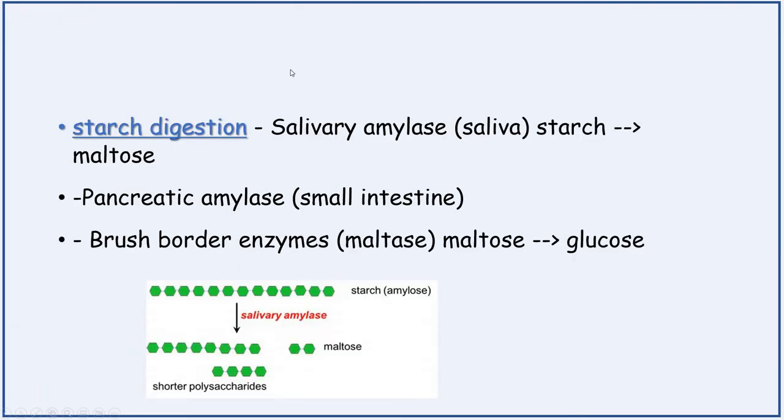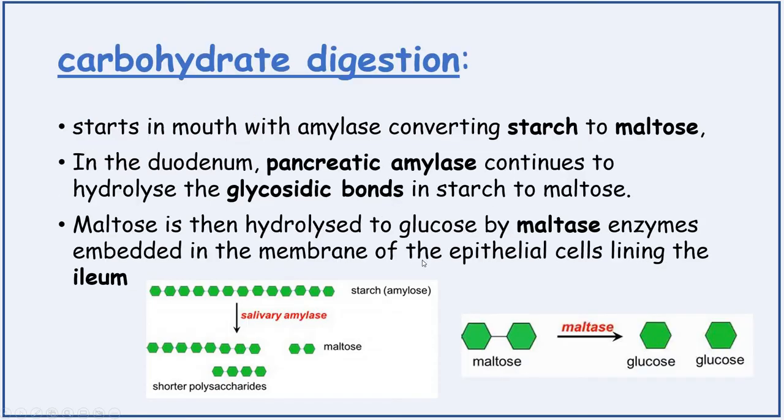So starch digestion starts with salivary amylase, which hydrolyzes starch into maltose. Pancreatic amylase can be secreted into the small intestine, and the brush border enzymes, so the membrane-bound disaccharidases, can be found in the lining of the epithelial cells that line the small intestine, and they can secrete some disaccharidases like maltase, which hydrolyzes maltose into glucose.